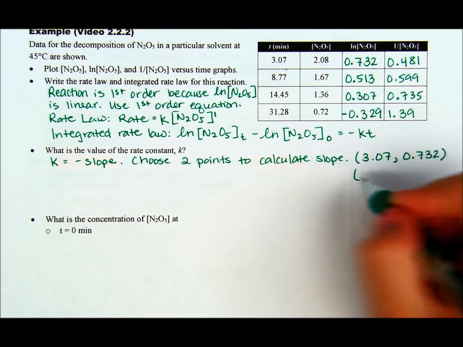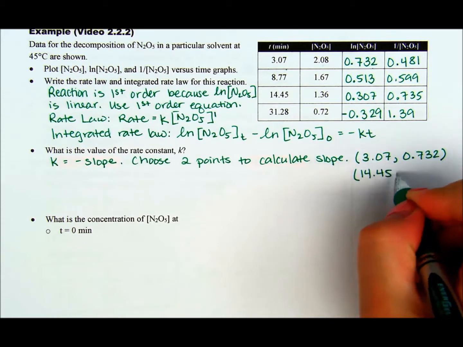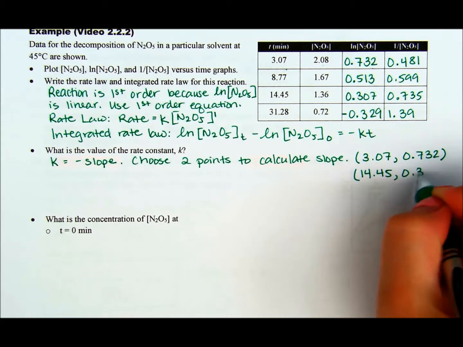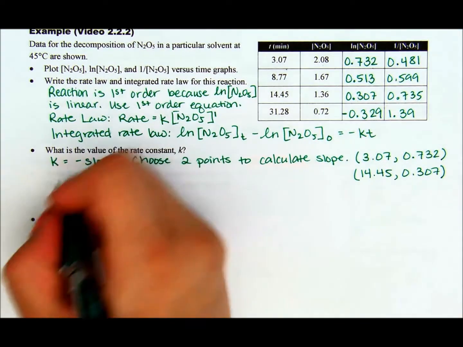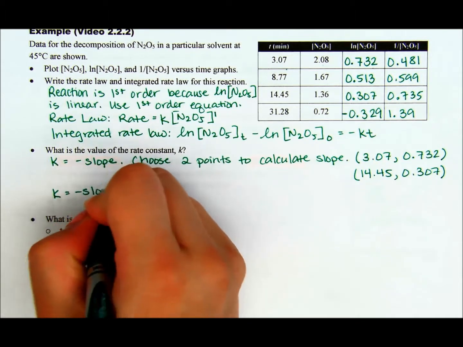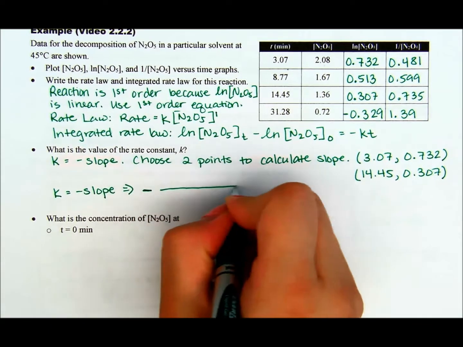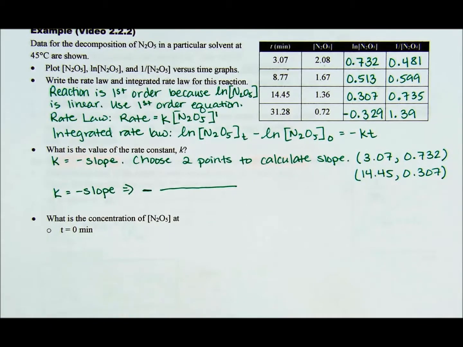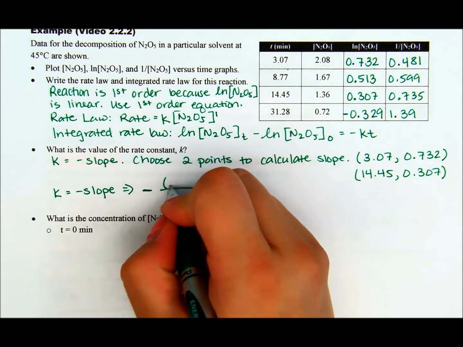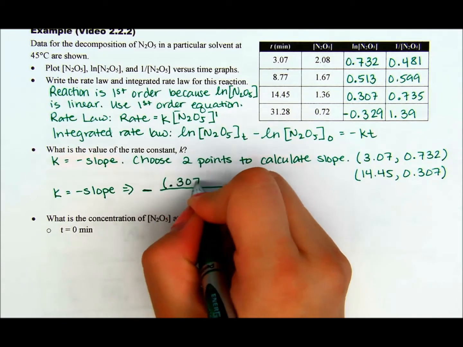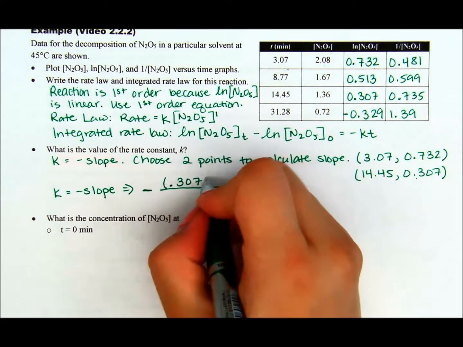Okay, so that's my first point, and I'm just going to pick this point also here, right in the middle. Also, I don't want to deal with a negative number. So let's see, 14.45 and 0.307. Again, you could have picked any 2 points there. All right, so doing my calculation, k is going to be equal to my negative slope. So that's going to be negative, and then y2 minus y1 over x2 minus x1. So I have my 0.307, which is that point here, minus 0.732.